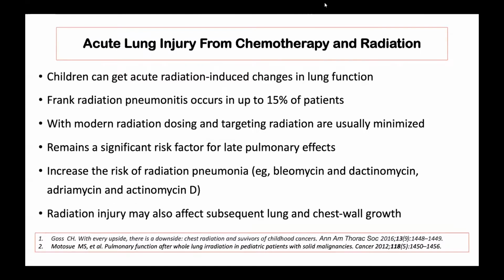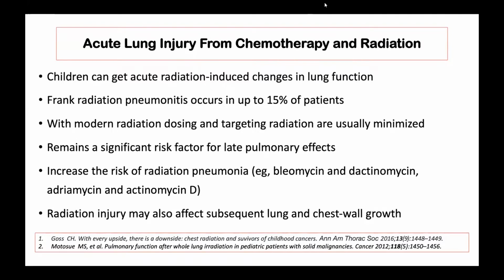Then the other differential that you should think about is acute lung injury from chemotherapy and radiation. Children can get these side effects. Then can be pneumonitis, frank pneumonitis due to radiation up to 15% of patients. However, with modern radiation dosing and targeted radiation, these are minimal. The risk, however, remains significant with late pulmonary effects.